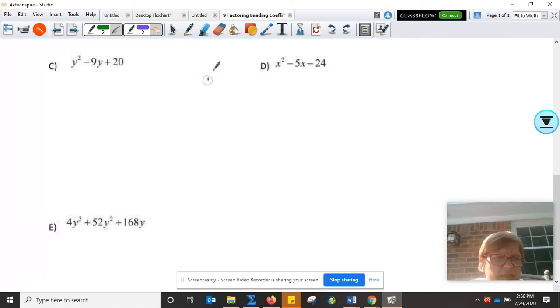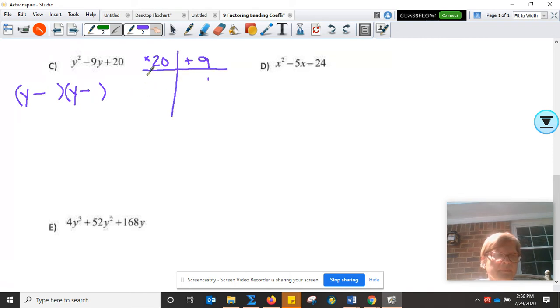Okay, since our last sign is plus, look at your middle term. Since the sign's plus, both signs will be the same. Our middle term is negative, so both signs will be minus. So y minus and y minus. We want two numbers that multiply to give us 20 and add up to give us 9.